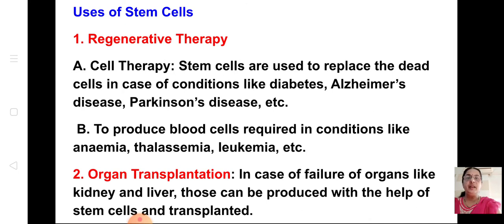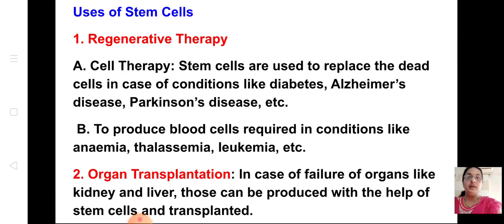In the case of failure of organs like kidney and liver, they can be produced with the help of stem cells and transplanted. So usually organ transplant is done from a human. Okay, some can be taken when they are alive. Kidneys you can transfer when they are alive. With one kidney, people can survive, but other organs you cannot transplant. Organs like the heart, we cannot transplant when they are alive.